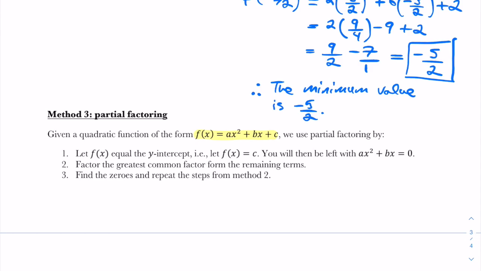The very first step is to let f of x equal the y-intercept, which is basically the c value. So you substitute f of x equals c, and because you have the same value on both sides of the equation, they cancel out, giving you ax squared plus bx equals 0, a much simpler looking quadratic equation. What you then do is factor out the greatest common factor of the two remaining terms. And then you just repeat step 2, which is finding the zeros and using that to determine h and then k. This will be demonstrated in example 3.